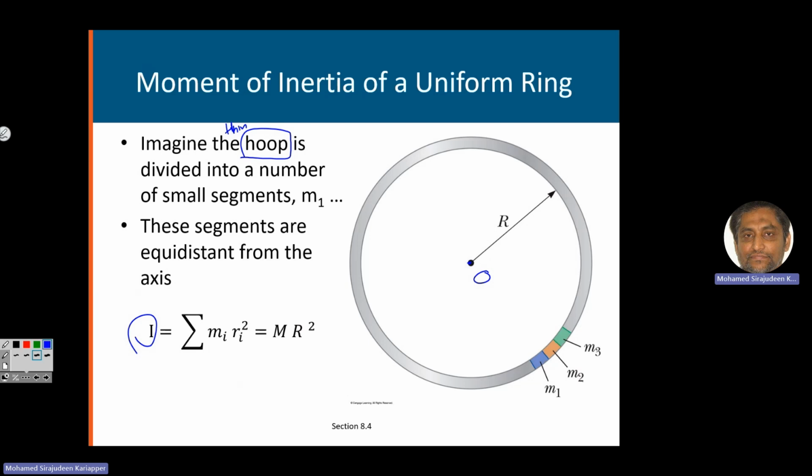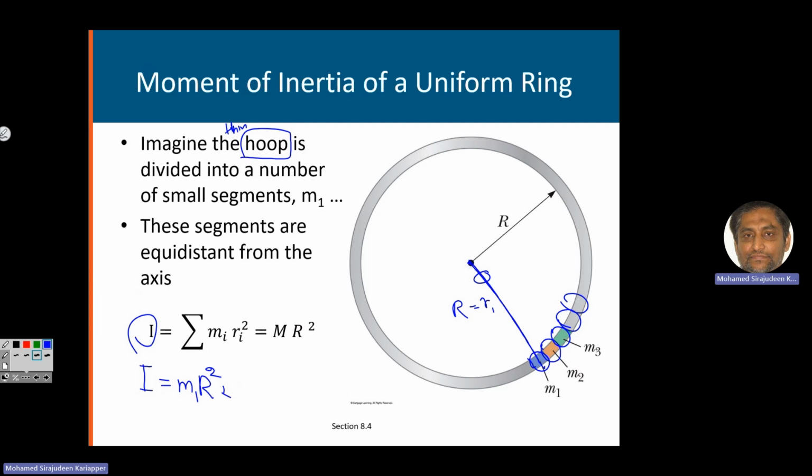So we are going to break it into pieces. I will call this piece number 1, M1, M2, M3, and so on. I'll go around it, so I will make it into small pieces, and I will take each piece. Let me take the first one, and I will get M1 multiplied by the distance to the center, R1. Can you see R1 is equal to R, the radius of the ring? Yeah. So M1 R squared.